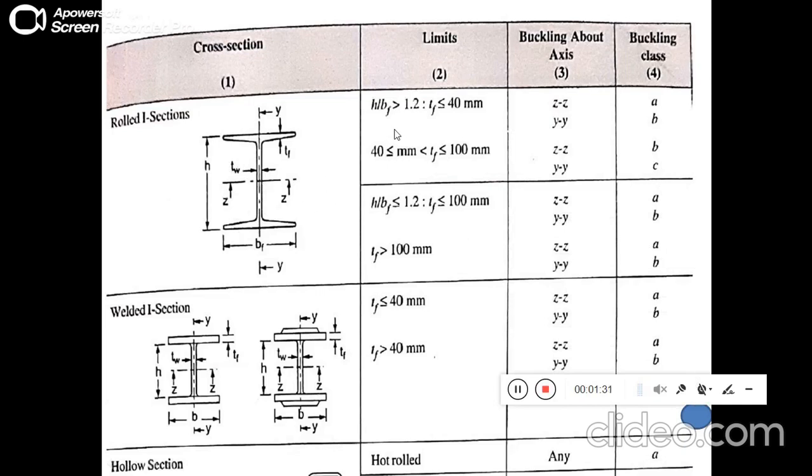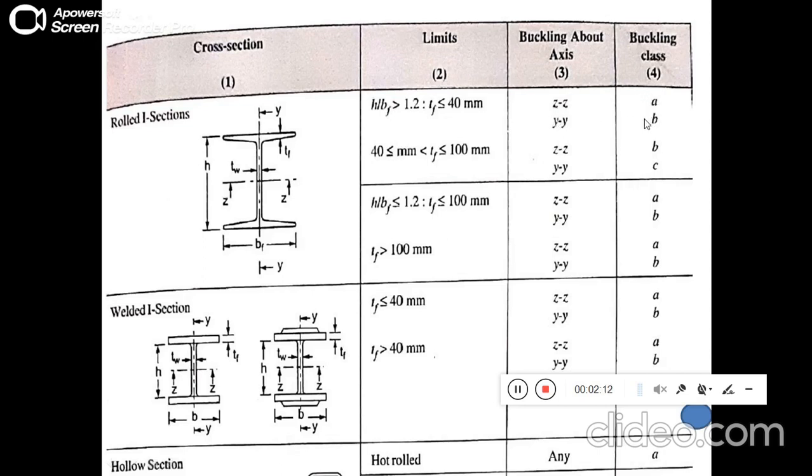So here it is. It has two axes, YY and ZZ, where ZZ axis is the horizontal axis and YY is the vertical axis. And the condition given is H by bF, that is height of the member divided by breadth of the flange, is greater than 1.2, and second one is thickness of the flange less than 40 mm. So if these two conditions are satisfied, then the buckling about axis ZZ is class A and YY is class B.